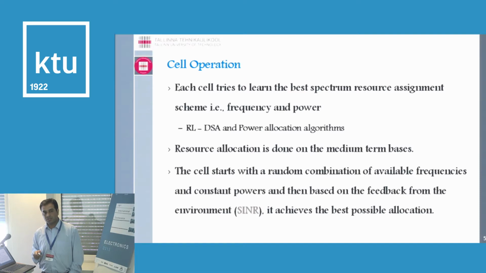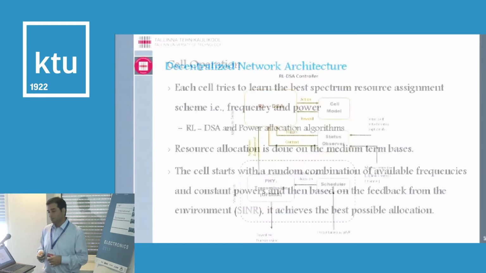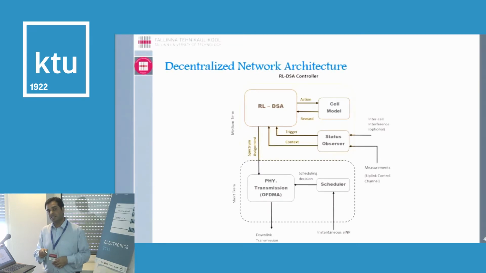How this procedure works, basically, the reinforcement learning algorithms start from a random combination of the available frequency channels, and then they assess which one is better based on interacting, based on interactive measurements from the environment. They see which channel is better for the assignment.